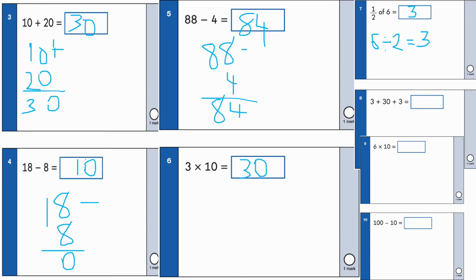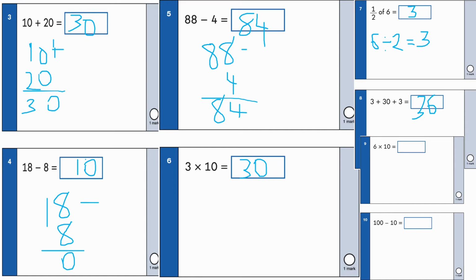Okay. This is question number 8. 3 plus 30 plus 3. Well, 3 plus 30 is 33. Add the 3 is 36. Okay, because 3 and 3 is 6. 6 add 30 is 36.